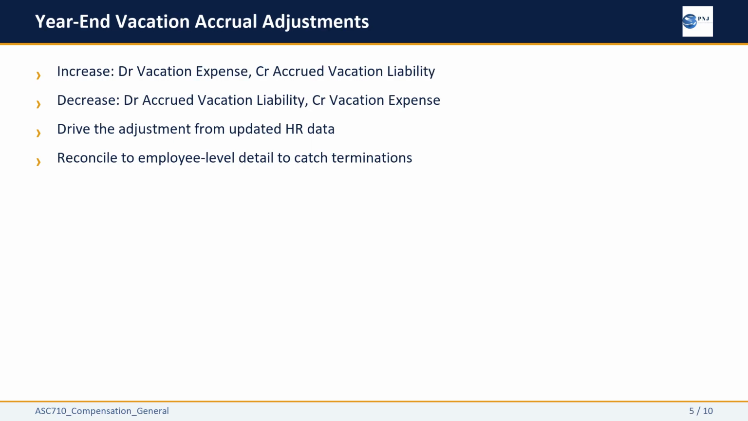Year-end is when your accrual meets reality. Pull the actual vacation balance from the HR system for every employee, recalculate the liability at current or expected future pay rates, and compare to the carrying balance. If the liability is understated, post an increase, debit vacation expense, credit accrued vacation liability. If it is overstated, post a decrease. Debit the liability, credit vacation expense, a reversal that reduces the prior overaccrual.